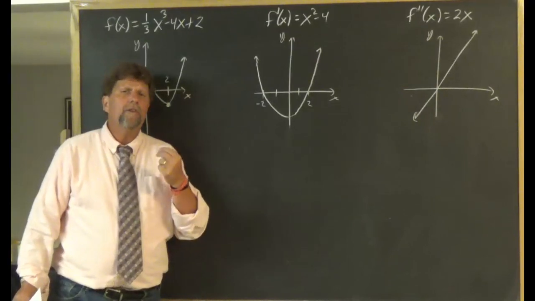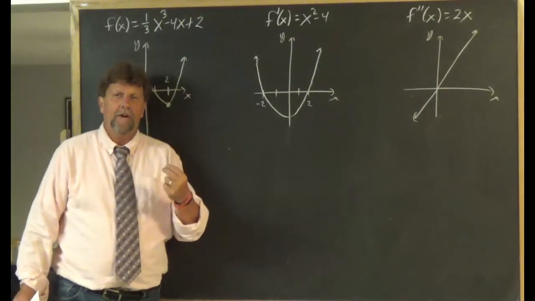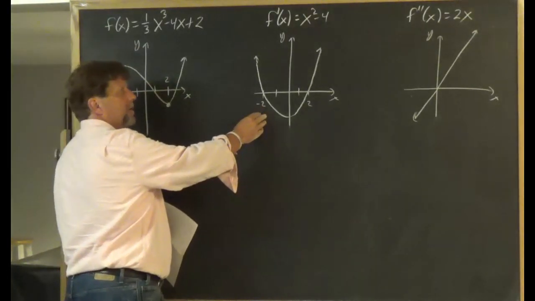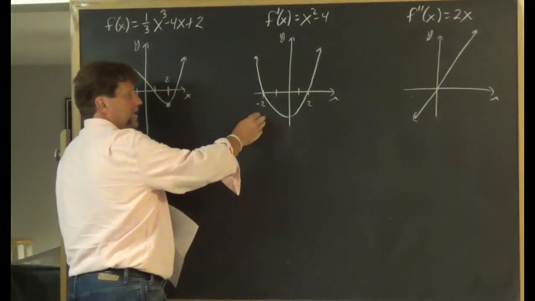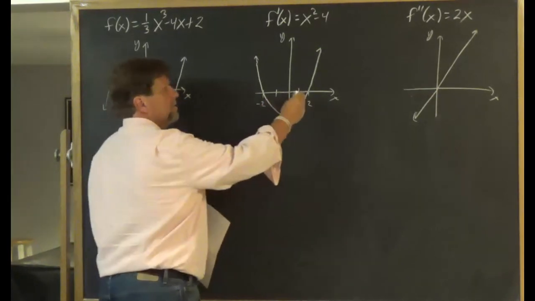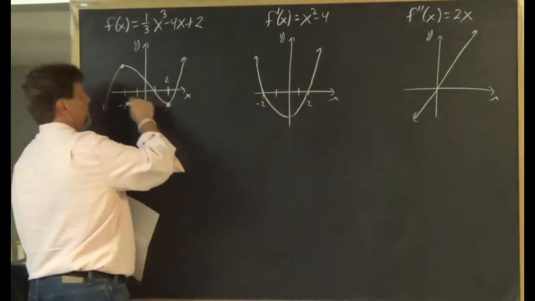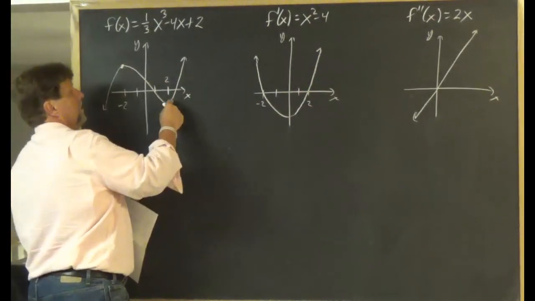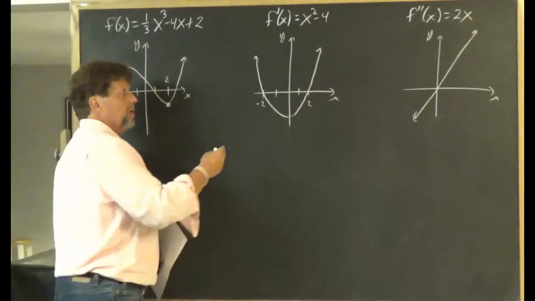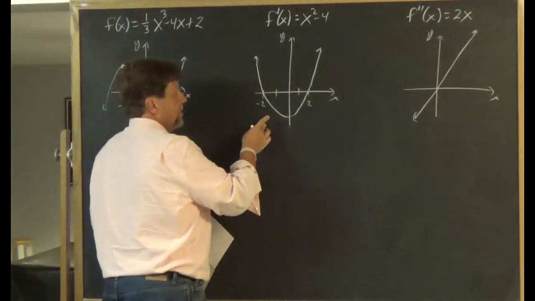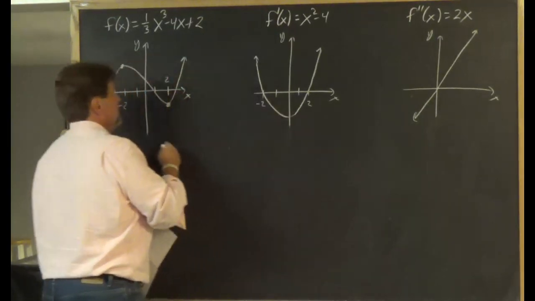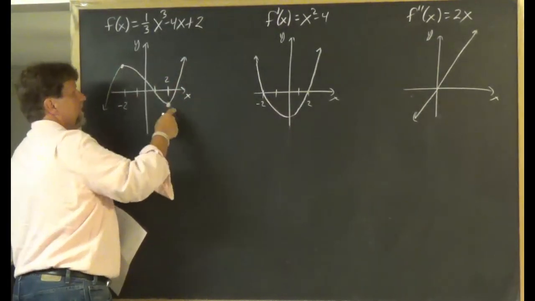Remember, wherever the derivative is positive, the function is increasing. So look at the graph, and where the derivative is positive, so it's positive from negative infinity to negative 2, and it's positive from 2 to infinity, that's where the function was increasing. And where the derivative was negative, from negative 2 to 2, the graph is below the x-axis, the function is decreasing.